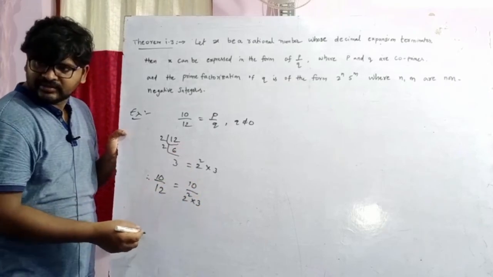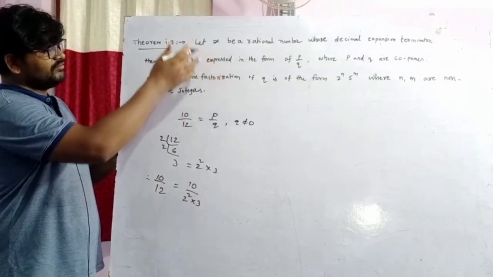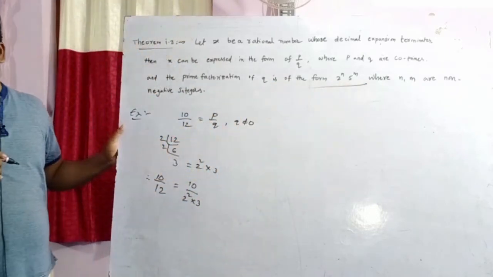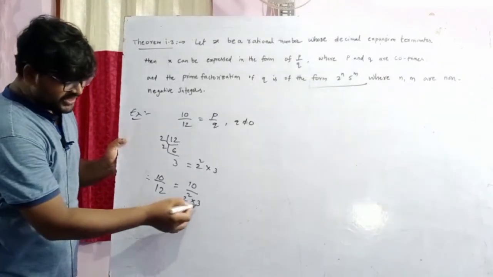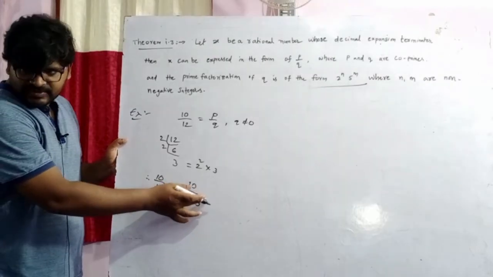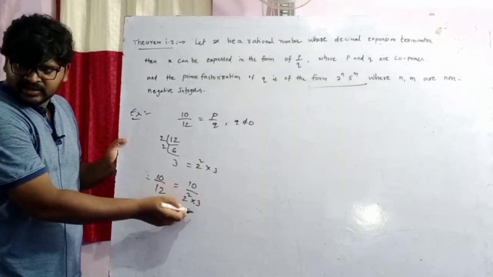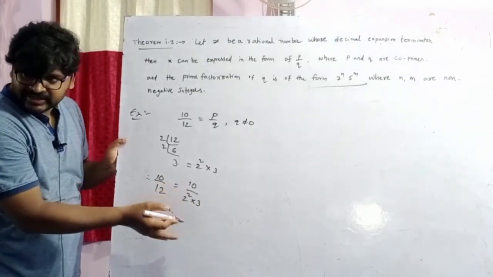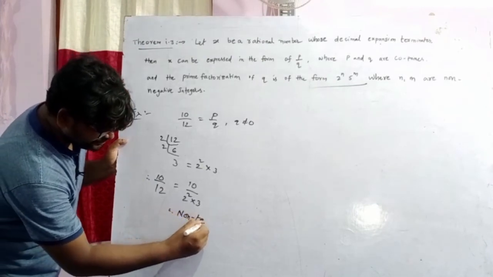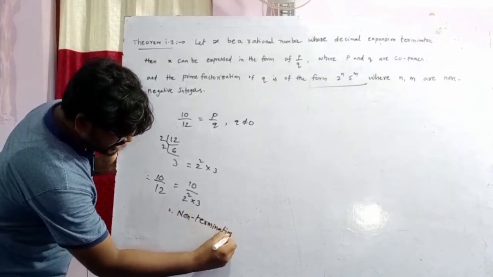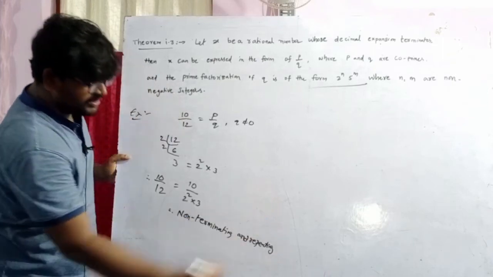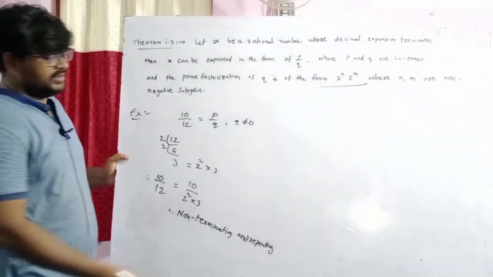According to theorem 1.3, if the denominator is of the form 2 power n into 5 power m, it is terminating. But here it is 2 power n into 3 power 1, which is not of the form 2 power n into 5 power m. That's why this is not terminating. So it is a non-terminating repeating decimal. Clear?